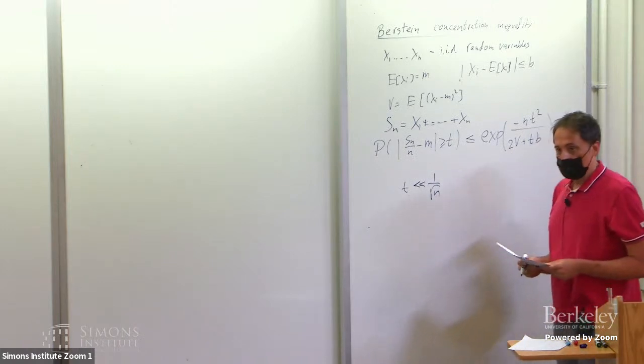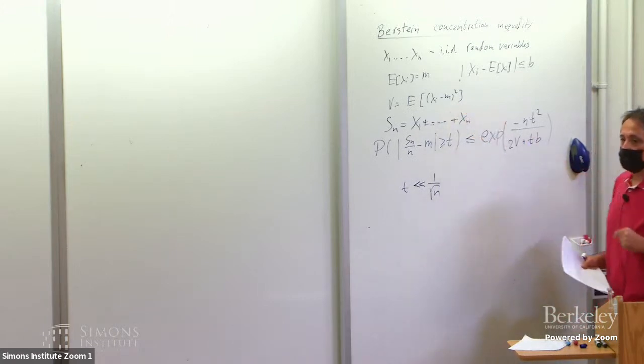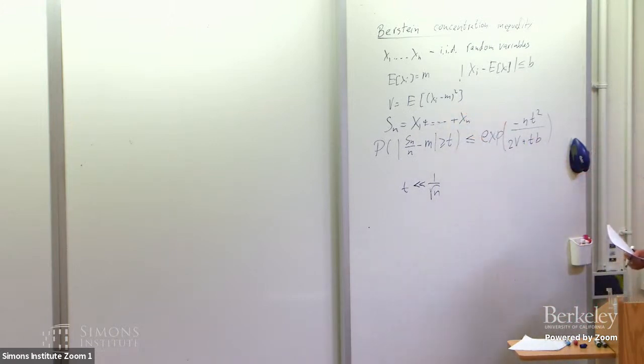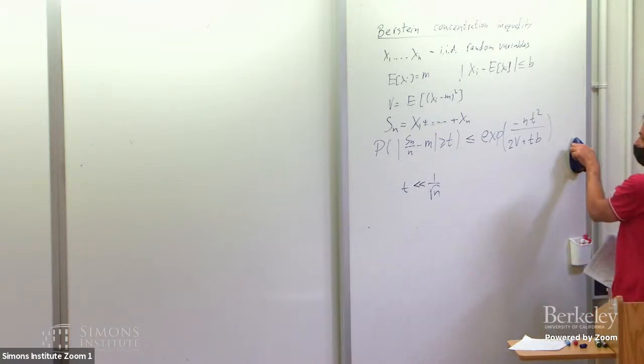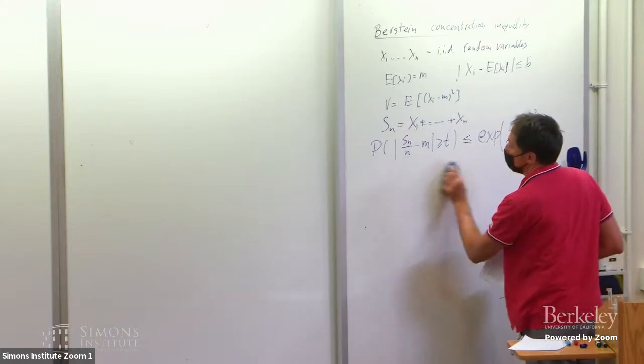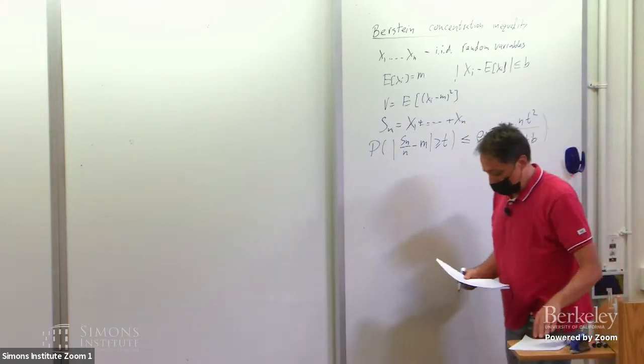Is V the sum of the expectations? V is the variance. So it's the same variance. No, they are all IID, right? So I just wrote it like that because, oh, right. Yeah, this is a simple form of it, of course.